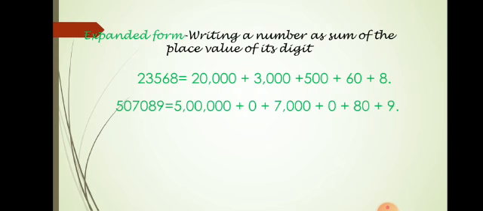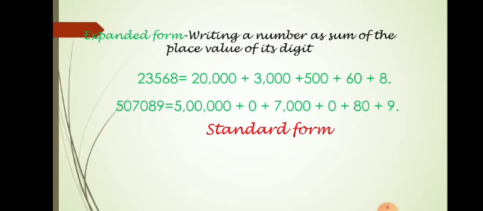One more example, 5,07,089. 5 lakh plus 0 because there is no number in the 10,000 place. Then we have 7,000 plus 0 because there is no number on the hundreds place. Then 80 plus 9 because 8 is on tens place and 9 is on ones place.